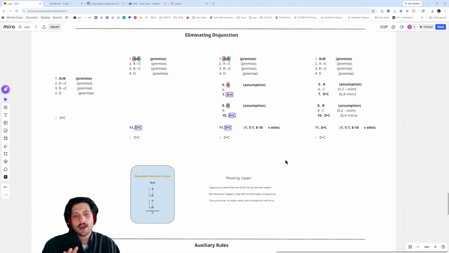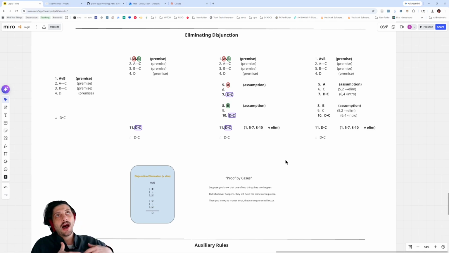You're just saying, okay, I don't know which of these cases will happen, but let's just treat them each independently and show how, regardless of which one happens, they're still going to get us what we want. They're still going to yield that conclusion.